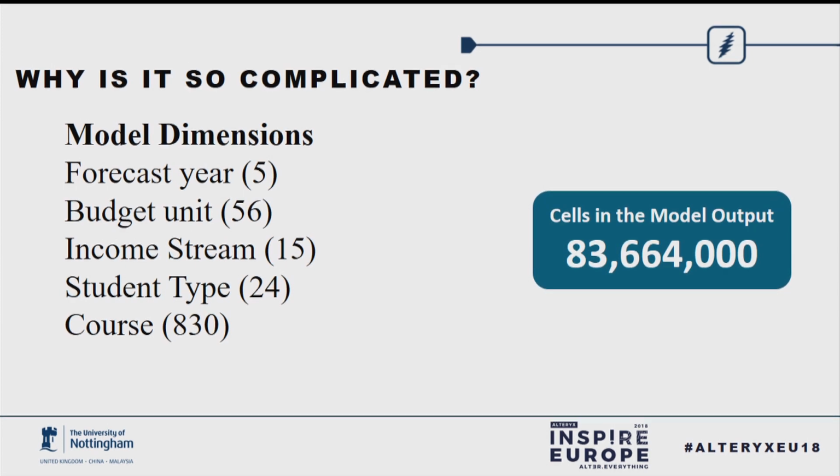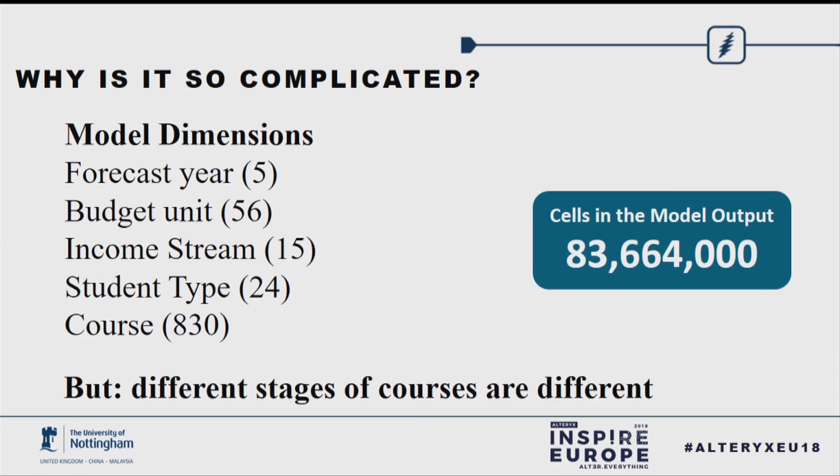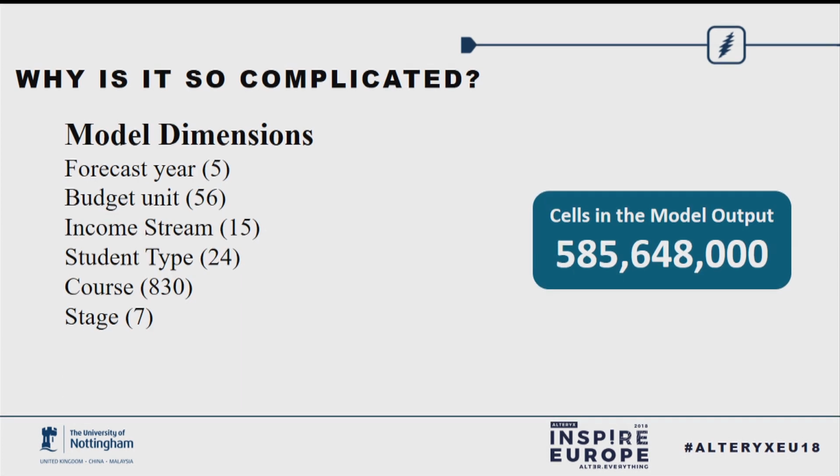We need something different. And then we've also discussed how we have students going out on placement courses. We know that students on stage 3 of a course behave differently to students on stage 2 of a course. And we've also discussed how architecture is 7 years long. So now we've got 585 million cells on a model. Excel's blown up. We're not far behind, and we need something different.